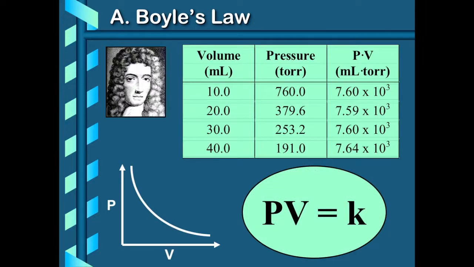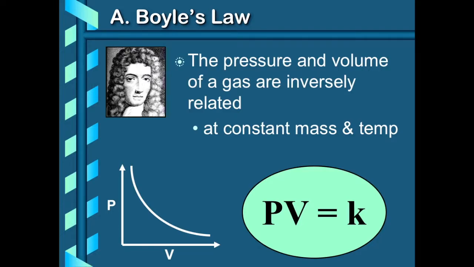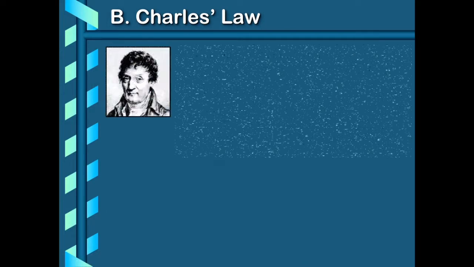As you could recall, for Boyle's law, we have an inverse relationship wherein PV equals K. Once we say inverse relationship, the product of pressure and volume is constant. So this will be the graph of pressure and volume. The pressure and volume of a gas are inversely related at constant mass and temperature.